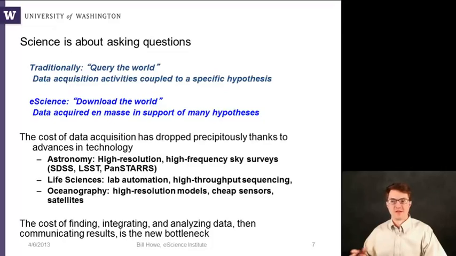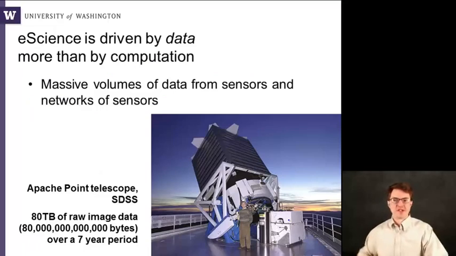In the life sciences, you have laboratory automation, and you have high throughput sequencing. In oceanography, the sensors are getting cheaper. The models, thanks to Moore's law and advances in computing, the simulations you can run are getting bigger and higher resolution, and therefore producing larger and larger amounts of data, and so on. And so the rate at which data can be produced has far outpaced the rate at which we can analyze it or come up with the questions we need to ask about it. And this suggests a new approach to science. So let me give you some examples.